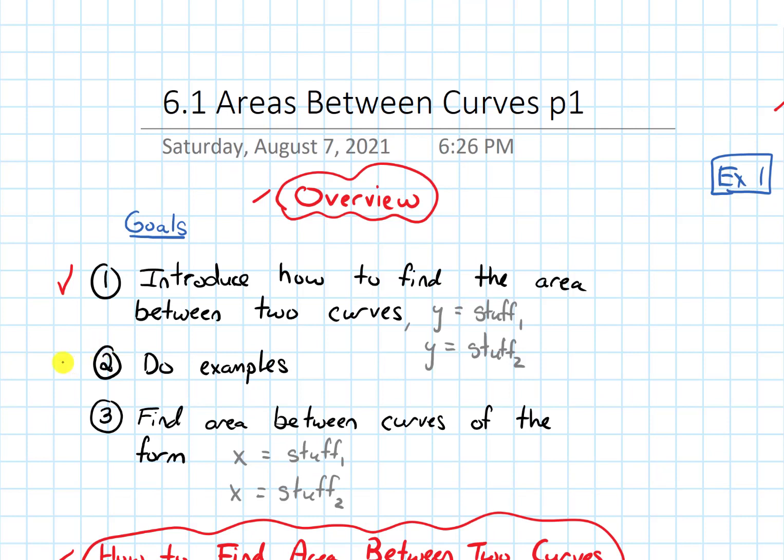So in terms of our goals for this section, we finished goal 2, doing examples finding the area between curves. In the next video, we'll look at situations where our equations aren't always given in the form y equals some stuff. Sometimes they're given in the form x equals some stuff. And in those situations, it may make more sense to think about our area in a different way.